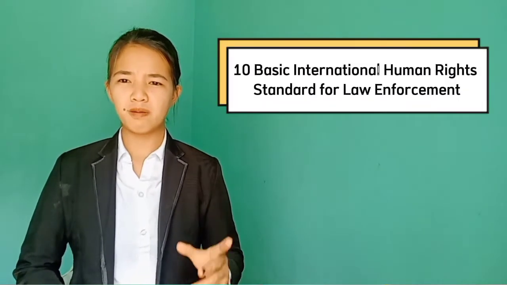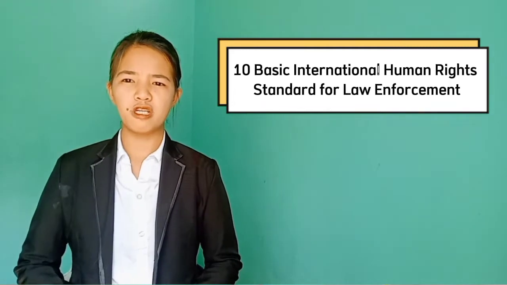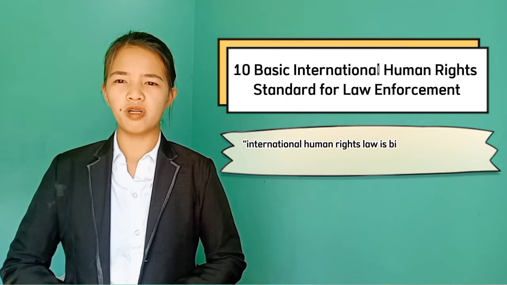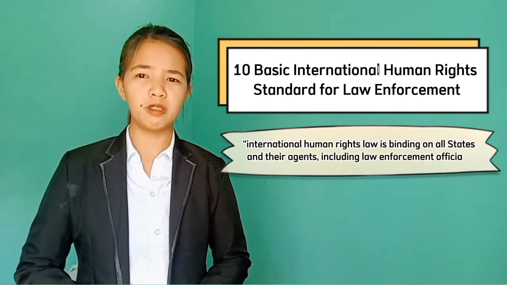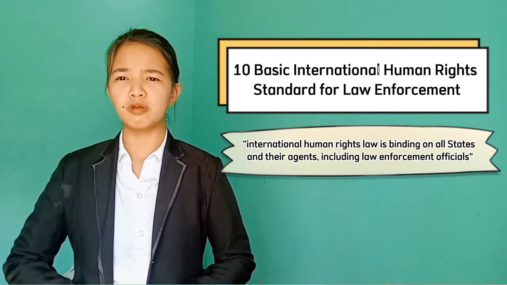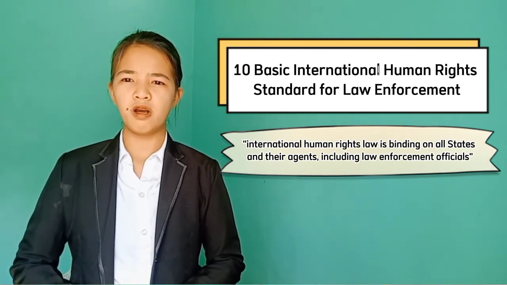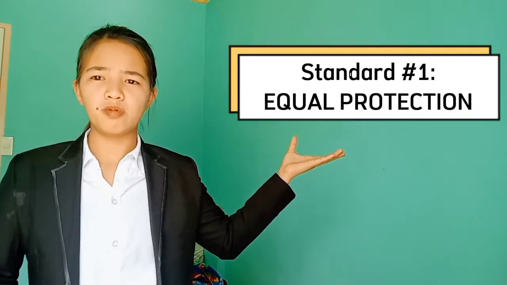Good day everyone. We will discuss the 10 basic human rights standards for law enforcement. This is based on the principle that international human rights law is binding on all states and their agents, including law enforcement personnel, which means that all law enforcement personnel should have the responsibility to know all these following human rights standards. Number 1 standard is equal protection.